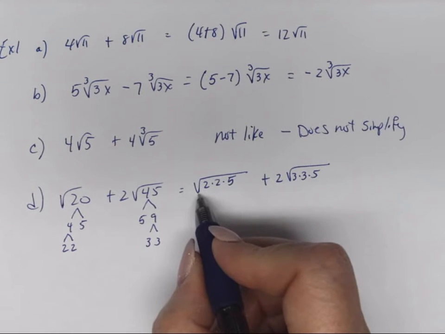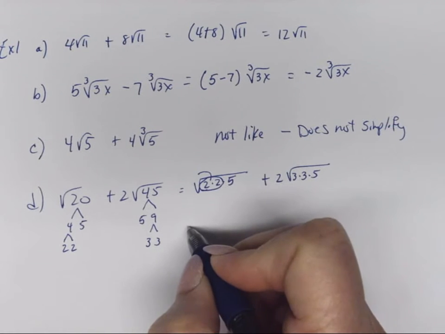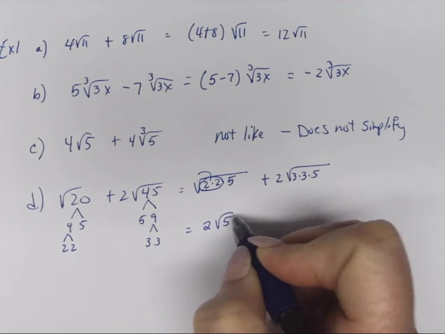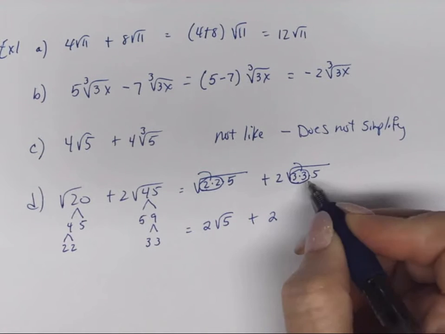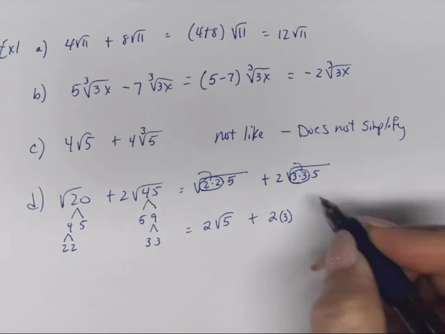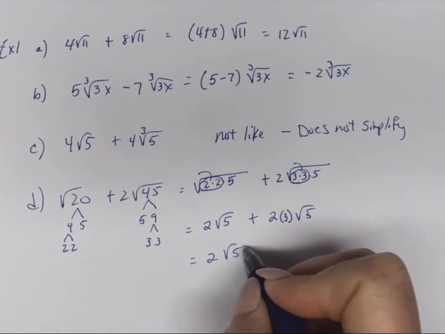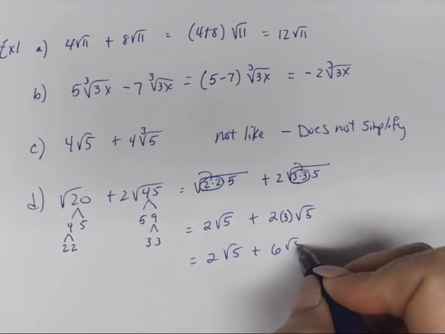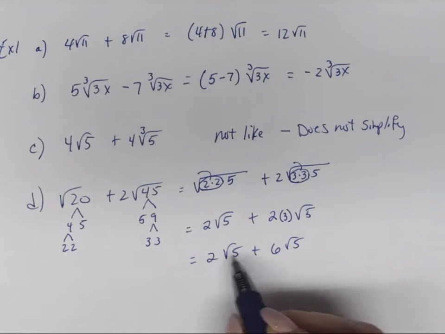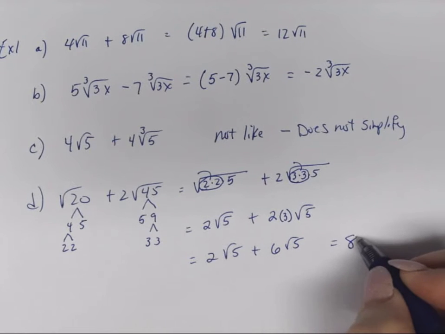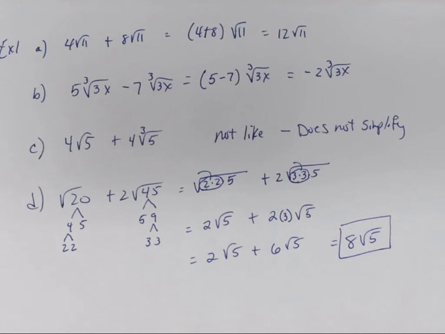Now, because it's a square root, we're looking for a group of 2 of the same number in there. So we have 2 2's here. So this will become 2 square roots of 5. We have 2 3's here. So this becomes 2 times the 3 that we brought out, square root of 5. So 2 square roots of 5 plus 2 times 3 is 6 square roots of 5. Well, they're both square root of 5, so I can add my 2 plus my 6. That'll get me 8 square roots of 5. So that would be your final answer.